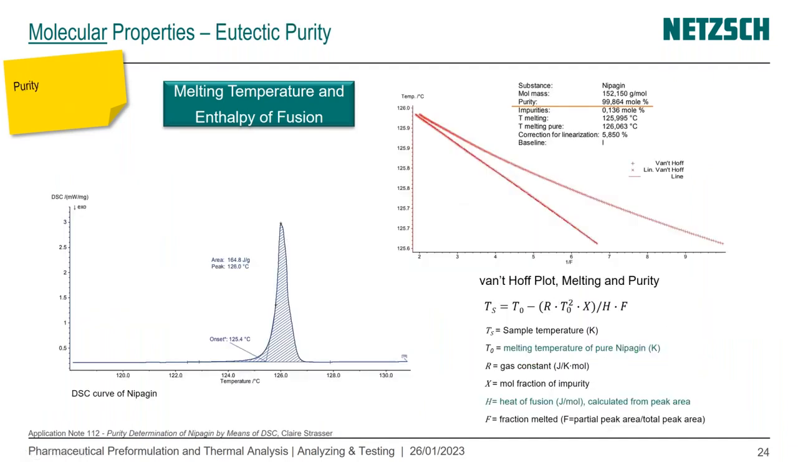Another application is to calculate the eutectic purity of a material using the same parameters. So for example, here you can see that we do have a flat baseline. So in this case, we can apply the Van't Hoff plot and get, in this case here for this nipagin, 99.86 mole percent pure. So this is another application that we can have using melting temperature and enthalpy of fusion. And it's important to say that when we receive the material, the drug candidates, they are not totally pure. So sometimes it can be important to define the purity of it.